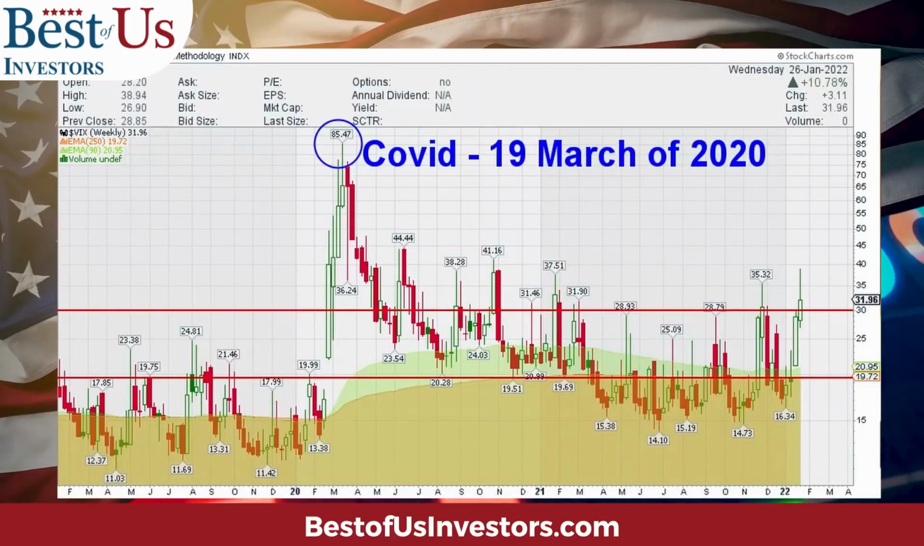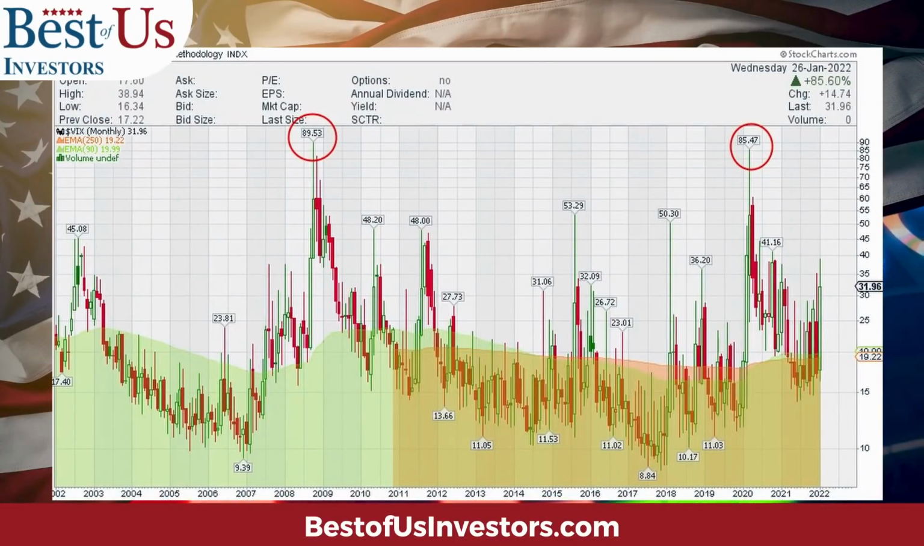And once you spike over 40, well, go back and look at March of 2020. Go back and look at April or so of 2009. Go back and look at every crash that's happened in the last 30 years and look at where the VIX spiked to. And I believe the VIX jumped to 86 or so in March of 2020, which was the top of the market.